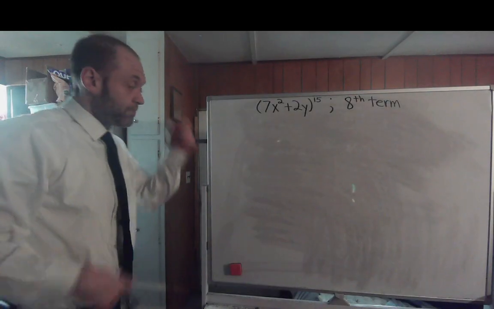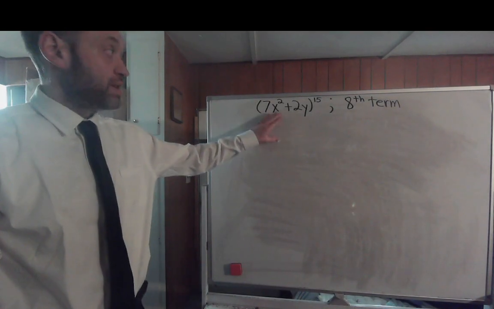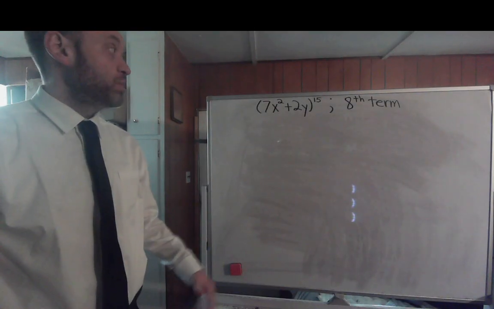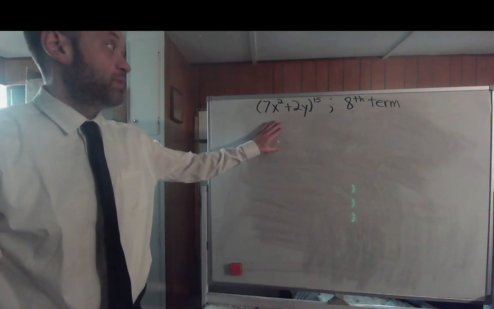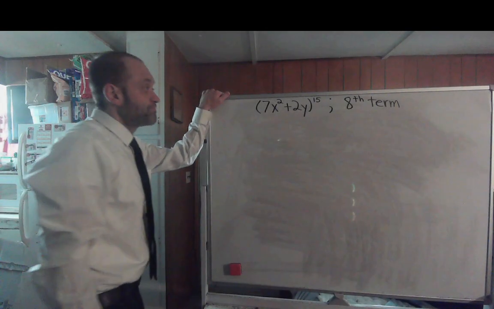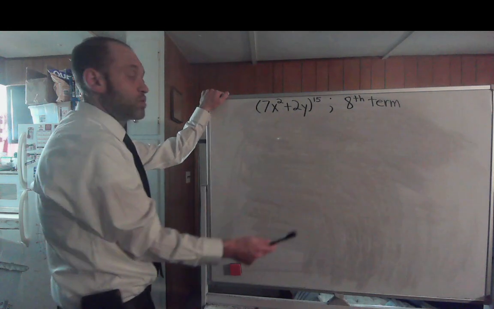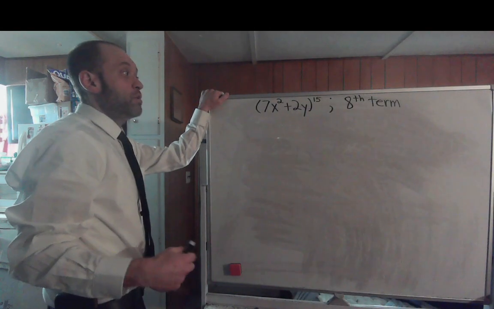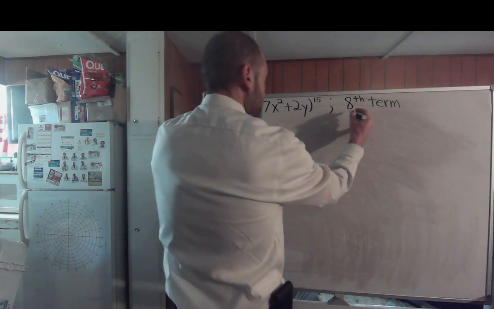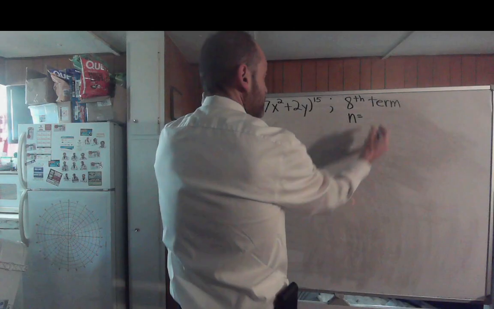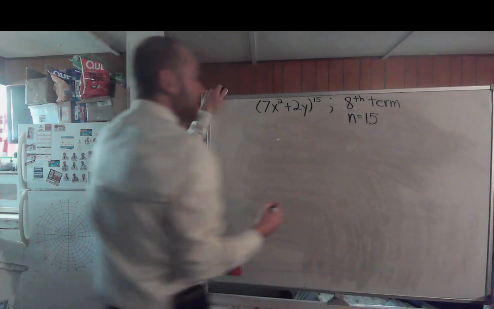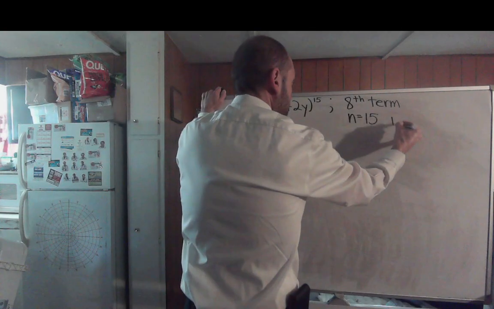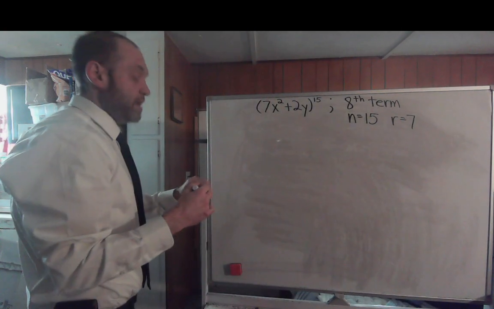Okay, so we have inside the parentheses, the x term is not even linear, it's quadratic. What that means is we have to take the whole 7x squared raised to a power. So they want us to find the eighth term of the quantity 7x squared plus 2y raised to the 15th power. Well, we need the n and the r first. The n's always the power the binomial is raised to. That's going to be 15. Your r is always one less than the term you seek, so we're seeking the eighth term, meaning the r has to be 7. Alright.